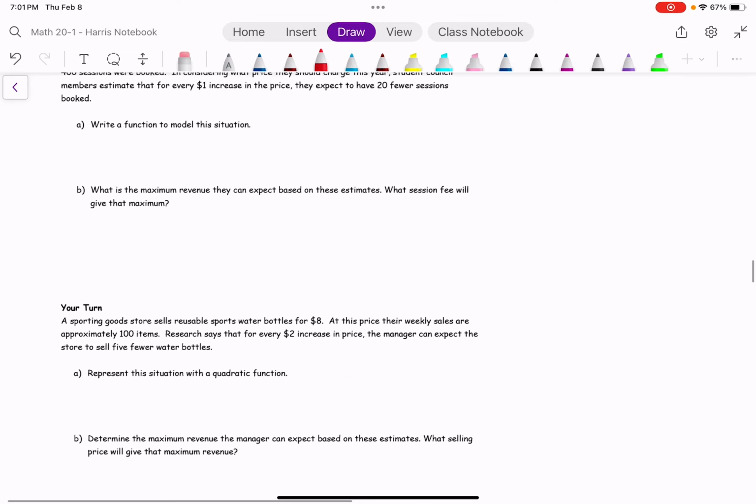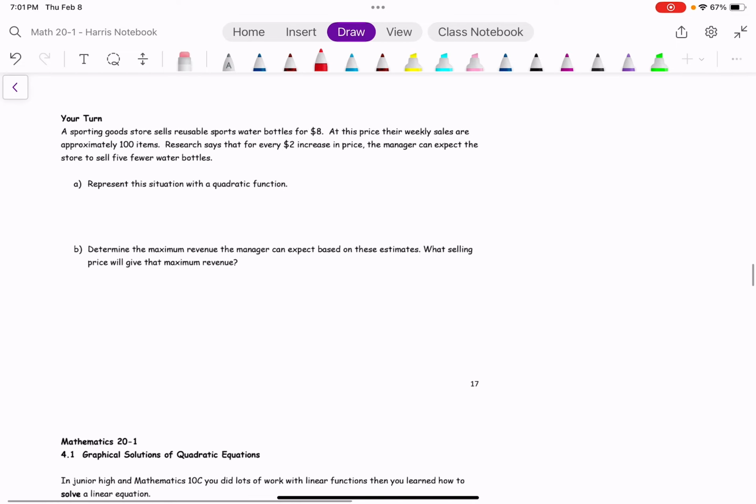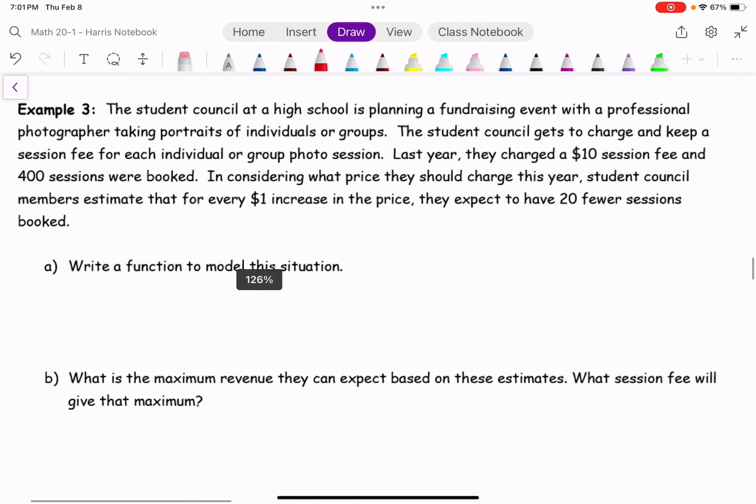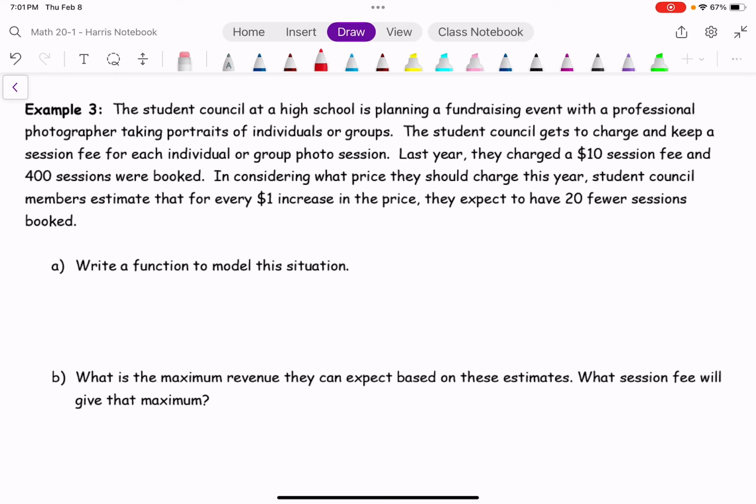Perfect. Okay, so I'm going to do one word problem with you here, and then you're going to do one on your own, and then you guys are going to have some time to do some textbook questions. Make sure that you're going to be masters of completing the square.